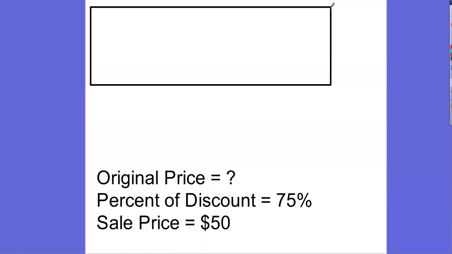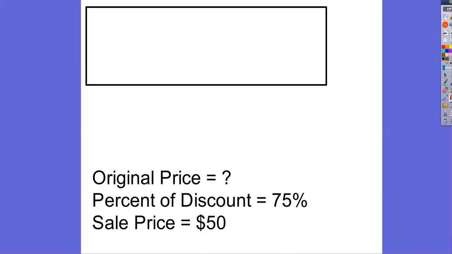All right, so let's talk through this situation where I have an original price that I don't know, a percent of discount that I know is 75%, and a sell price that would be $50. So if I'm drawing a picture of this situation, here's what I'm looking at.